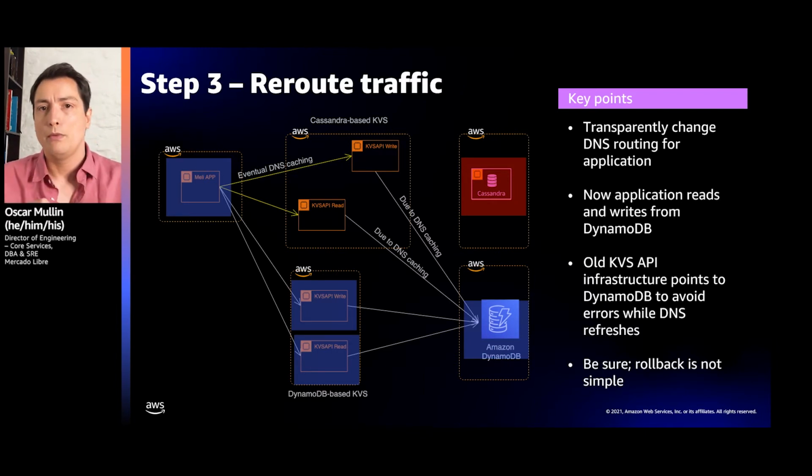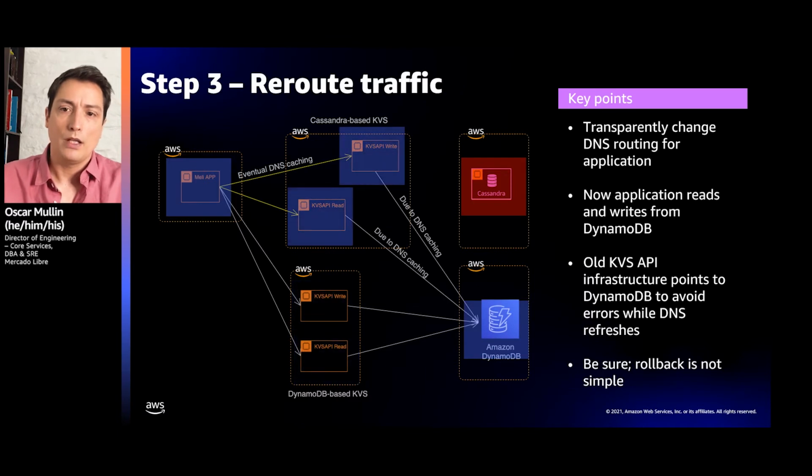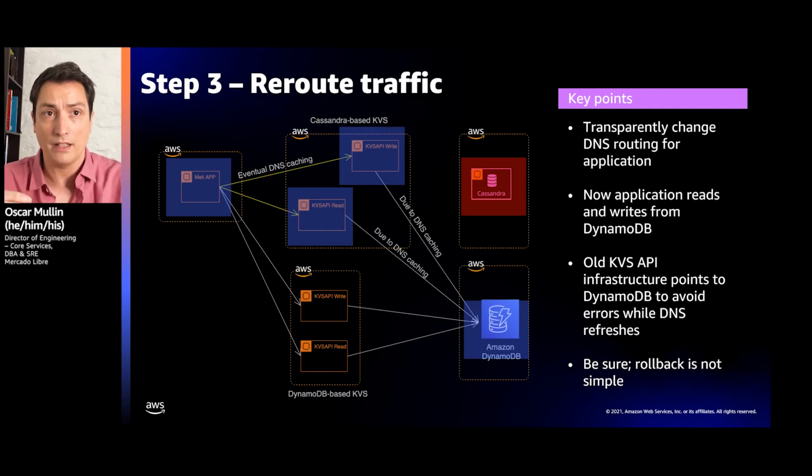However, as you know, when you make a change to DNS, it could take a while to replicate in all the involved servers as you have DNS caching. So we also pointed the old Cassandra-based KVS API to DynamoDB. So if any rogue request ended up going there, we can effectively send it to DynamoDB, and we make sure that nothing else was going to Cassandra anymore.